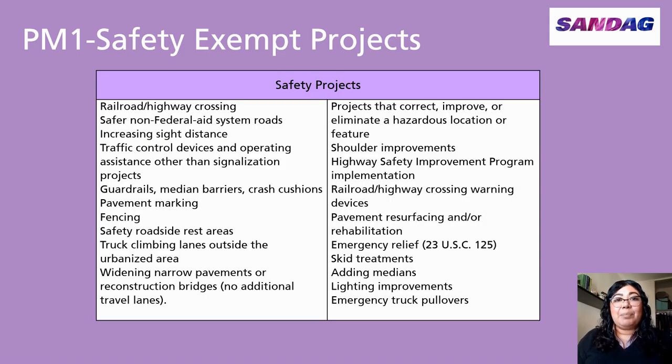Here are some examples of safety exempt projects, such as railroad highway crossings, safer non-federal aid system roads, increasing sight distance, traffic control devices and operating assistance other than signalization projects. The list goes on. As you can see, there are different examples for projects. The full list is available in the Project Information section of the RTIP Programming tab in ProjectTrak.